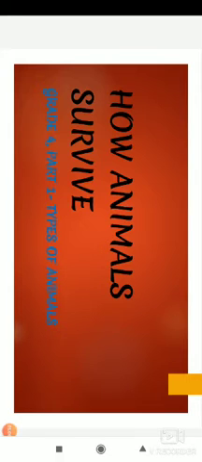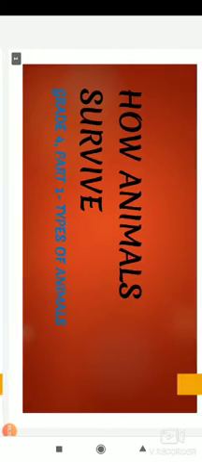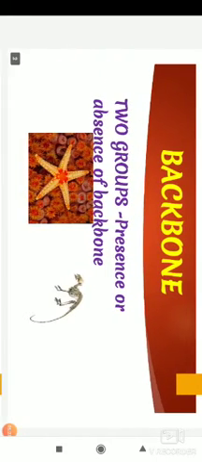Here we are going to see the types of animals first, then where animals live and what they eat, what adaptations they follow to protect themselves, and which animals are in danger. We are going to see all that. In the first topic we will see the types of animals. Animals can be categorized into two groups mainly, based on the presence of a backbone.